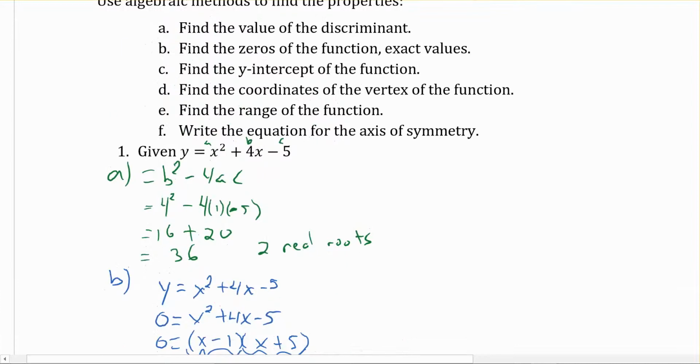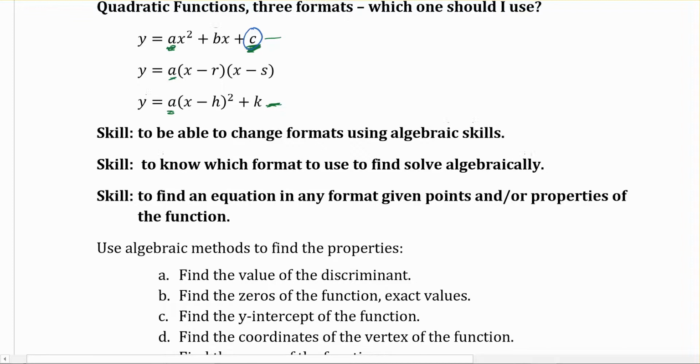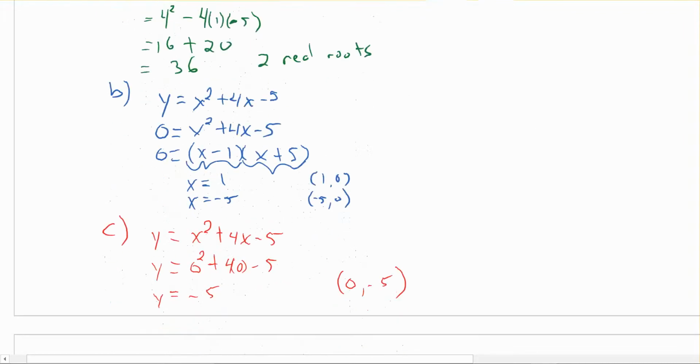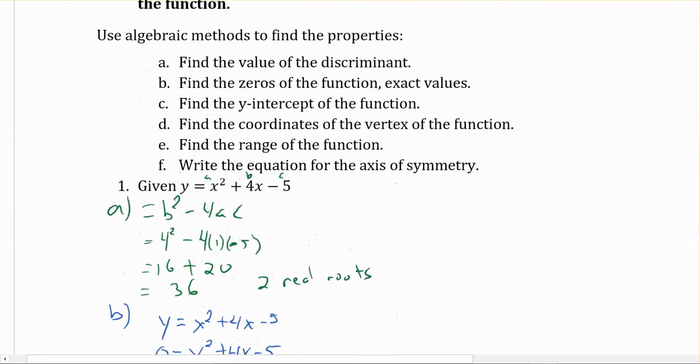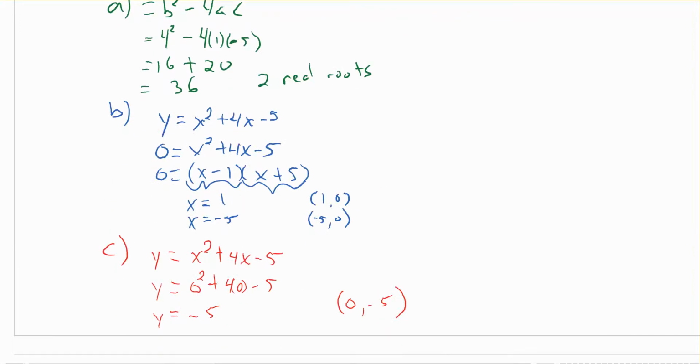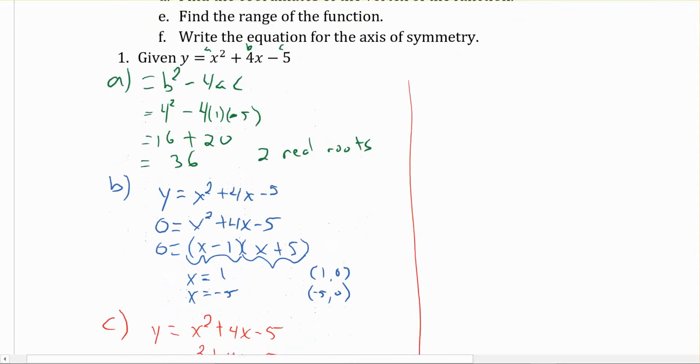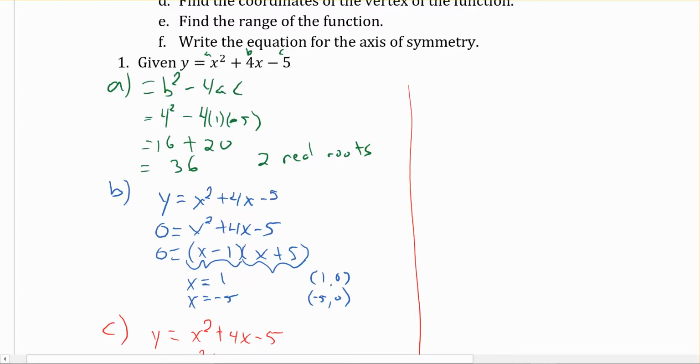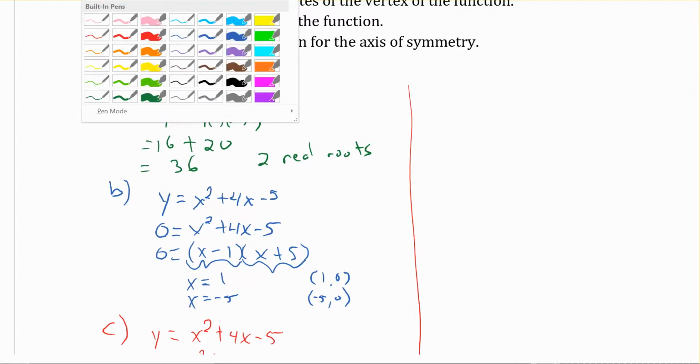Okay. D, the coordinate of the vertex of the function. So for this one, we want to put it into our vertex format. So the last one up there. Oh, I'm running out of room. Okay, I'm going to put it over here. And this one will be black.